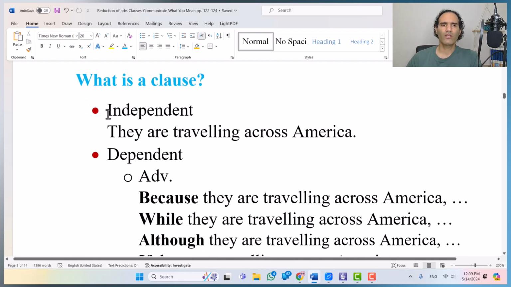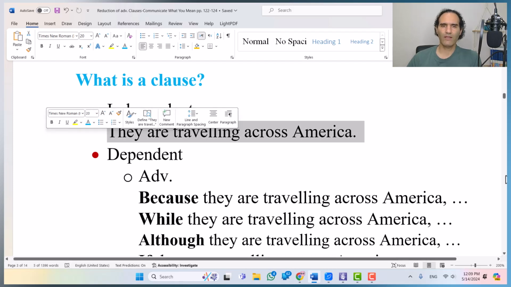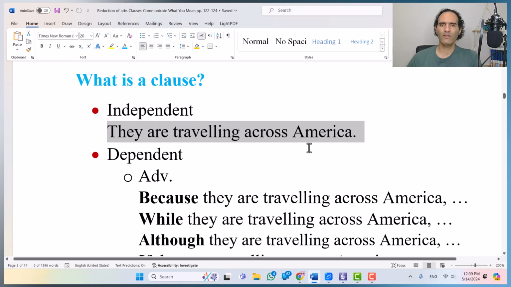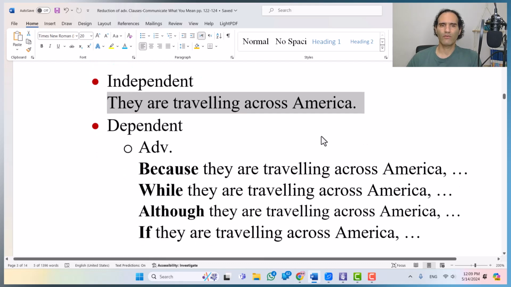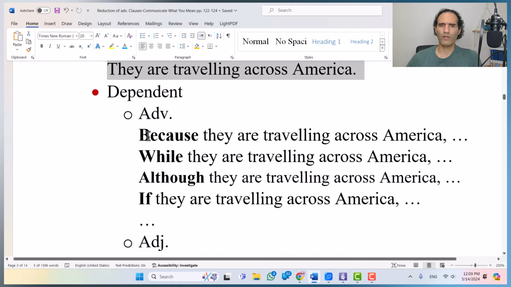Clauses are divided into independent and dependent. An independent clause is a clause that has subject and verb, and meaning-wise can stand alone. They are traveling across America, period. It's meaningful. But what about this one? Because they are traveling across America, so you're waiting to hear what? While they're traveling across America, again the same story.